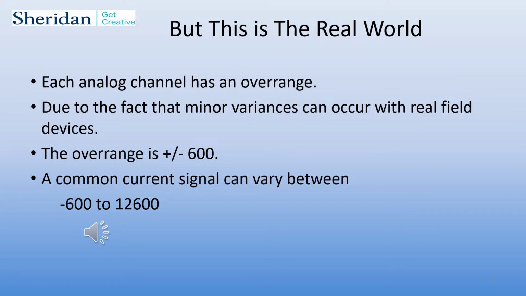Okay, let's really look at this, because this is the real world. Each analog channel actually has an overrange. Due to the fact that there could be miscalibration of transmitters or real world field devices, there is an overrange of plus or minus 600. A common current signal, which would go from 0 to 12,000, can take overranges of minus 600 to 12,600. Once it exceeds these numbers, especially the lower range, it will go to an unusually high number, signaling to the processor that this is an invalid signal.